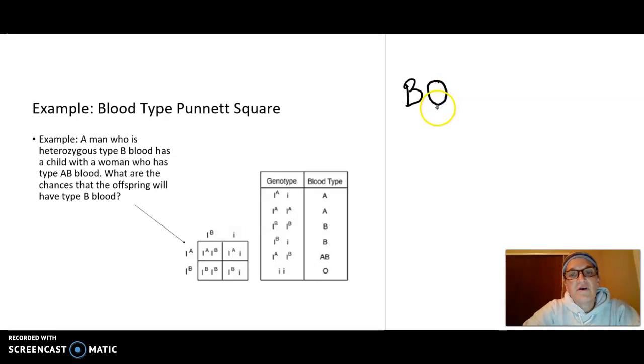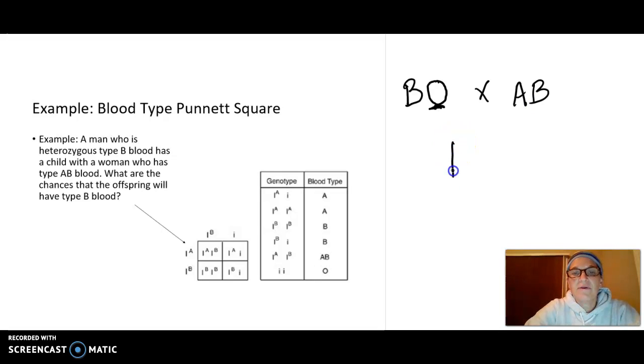So this O is recessive, and so the O is going to get masked. If this individual, this would be straight dominance, BO, okay, has a child with a woman who is a B blood type, what are the chances that the offspring will have type B blood?